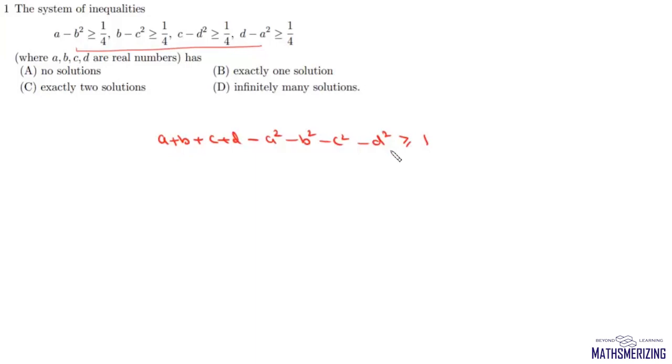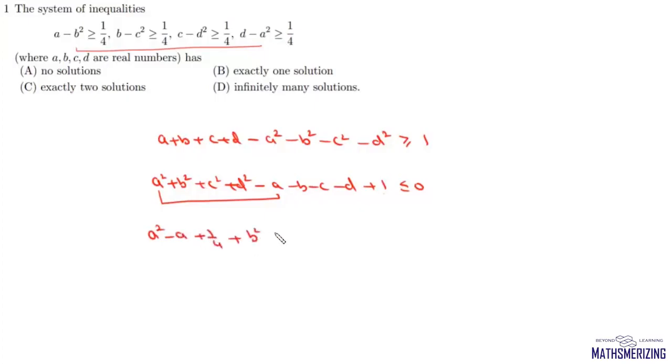Now we'll take everything on the right hand side. We can write a square plus b square plus c square plus d square minus a minus b minus c minus d plus 1, and it will be less than or equal to 0. Now what we'll do is we'll take these two terms together, and then we'll also take 1 by 4. So we'll write this as a square minus a plus 1 by 4 plus b square minus b plus 1 by 4 plus c square minus c plus 1 by 4 plus d square minus d plus 1 by 4 less than or equal to 0.